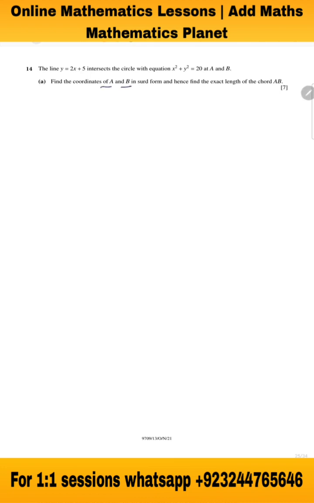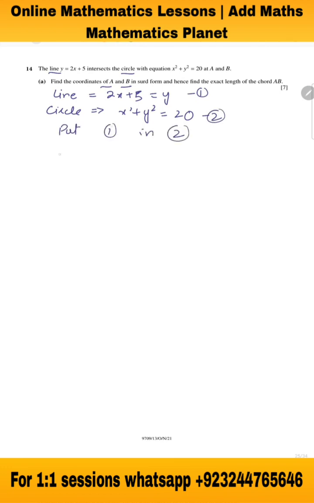So how can we find the coordinates of A and B? Because we know that the line and the circle are intersecting with each other, so we can equate these equations. The line is y equal to 2x plus 5 and the equation of the circle is x square plus y square is equal to 20, because they intersect each other. So put 1 in 2. What we will get is x square plus (2x plus 5) whole square is equal to 20.